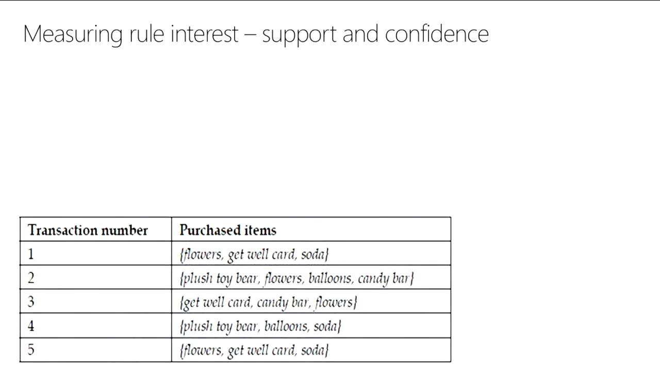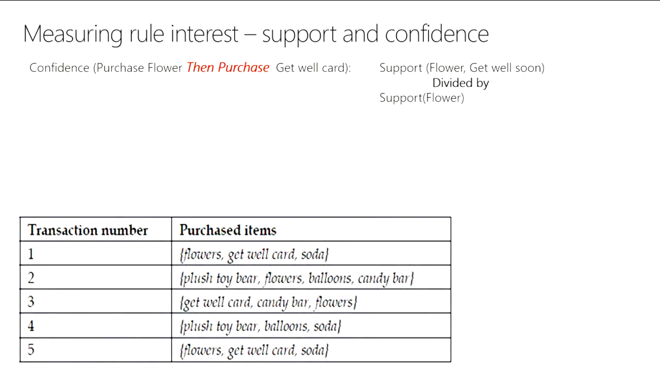The other one is the confidence. For example, you said that people purchase flowers, then they're going to purchase get well soon cards. Or in the other case, if they purchase a get well soon card, are they going to purchase flowers or not? To do that, we first calculate the support of people purchasing these two items together.